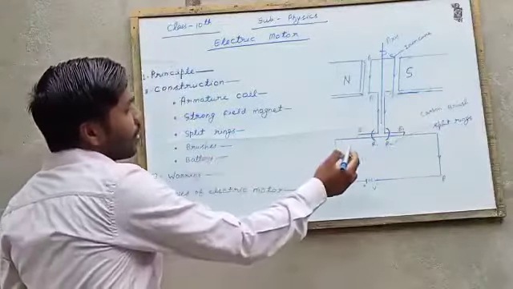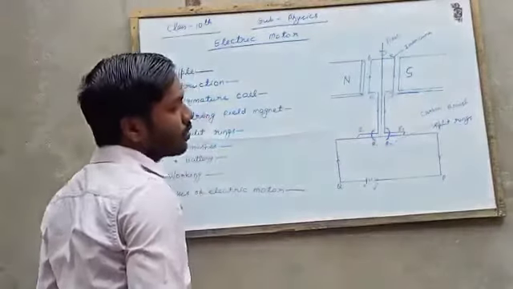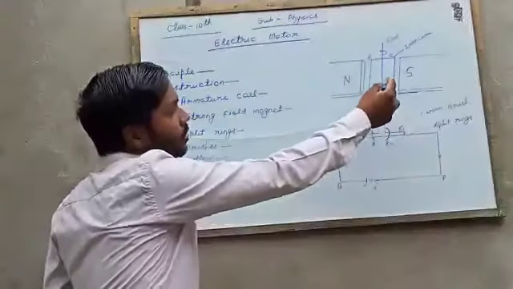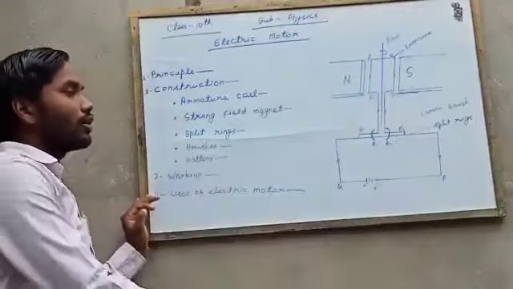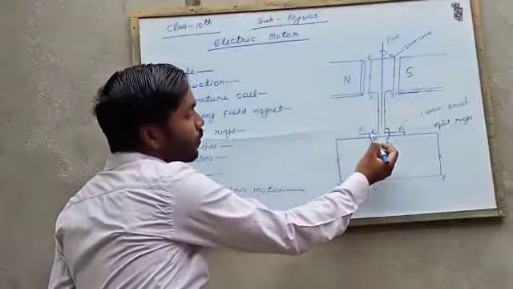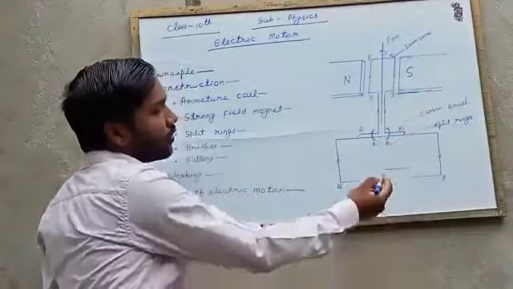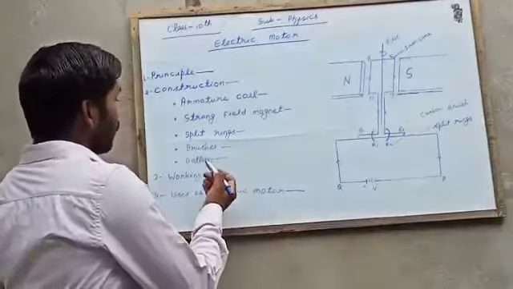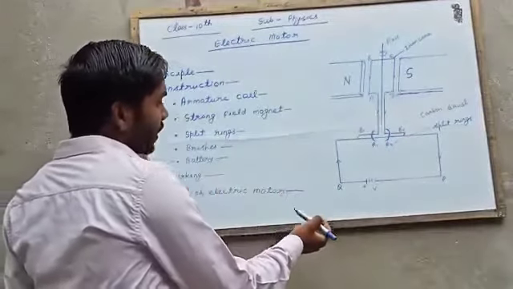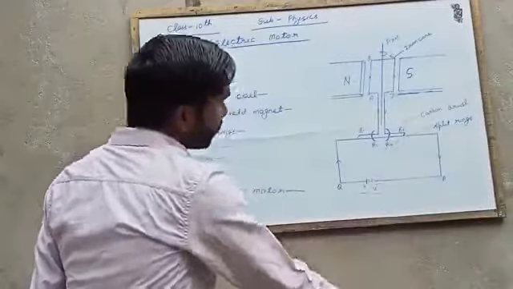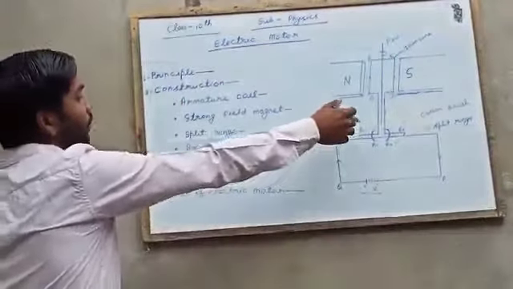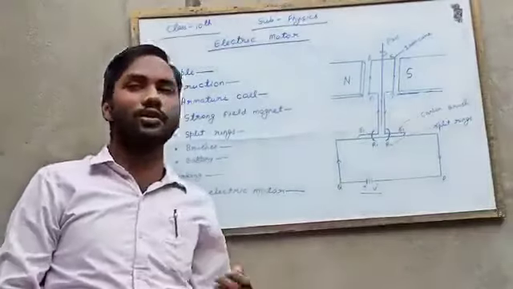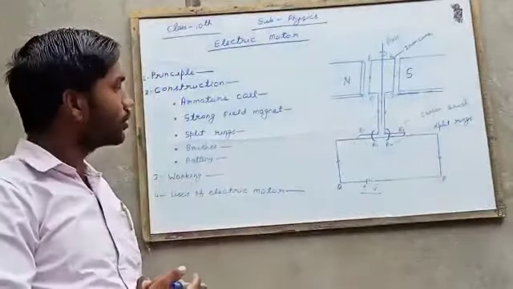After that, brushes. You can see the two ends of the coil are welded to two brushes B1 and B2. These are carbon brushes. After that, battery. You can see here the battery connected to the coil. This is used to provide current in the electric motor.